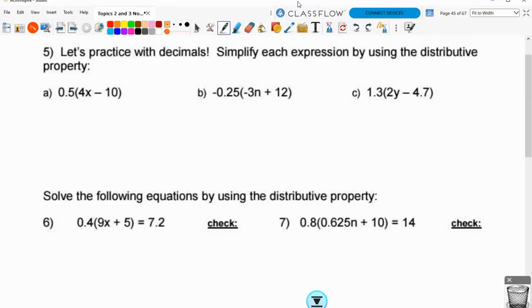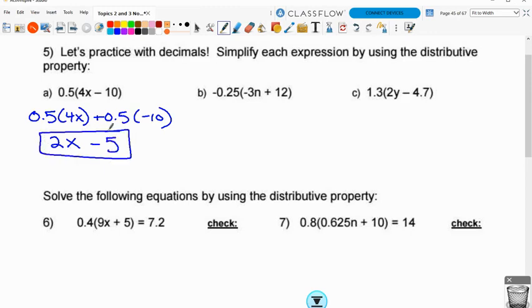In example 5a, we're going to practice distributing with a decimal. We have 5/10 multiplying in the parentheses 4x minus 10. So I'm going to multiply both of the terms inside the parentheses by 5/10. So I'm going to start by doing 5/10 times 4x, and then plus 5/10 times negative 10. Pay attention to your signs. And now if you multiply, 5/10 times 4x gives you 2x. And then 5/10 times negative 10 is negative 5. So our new expression is going to say 2x minus 5.